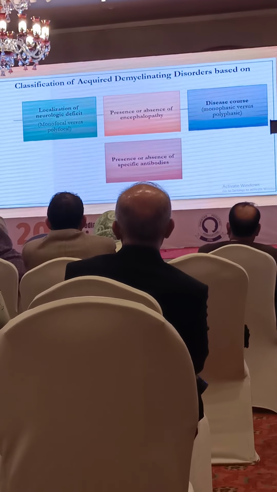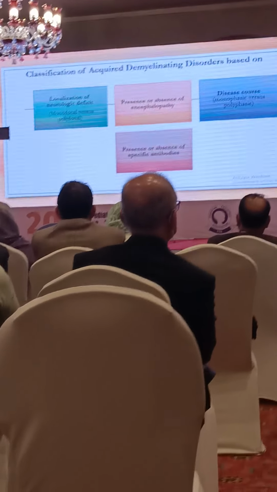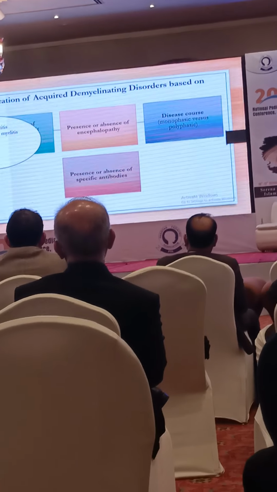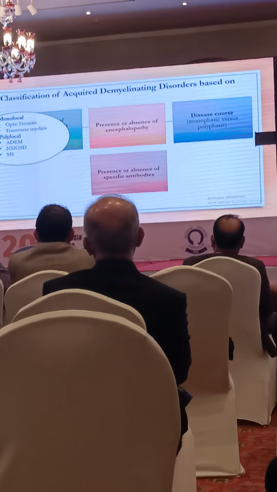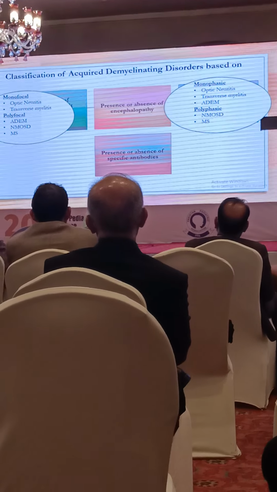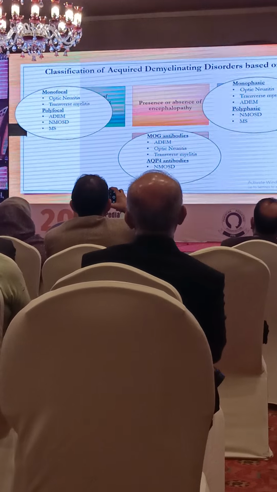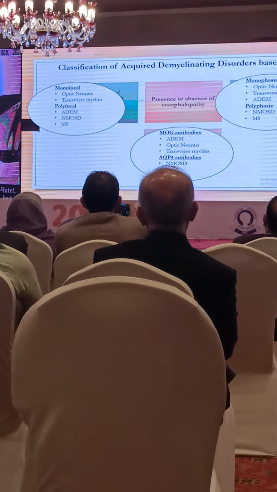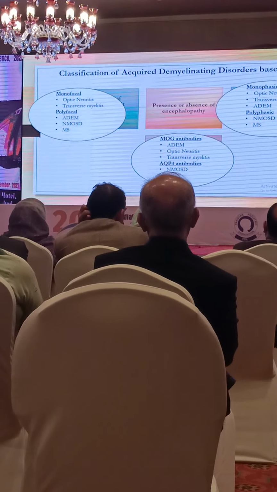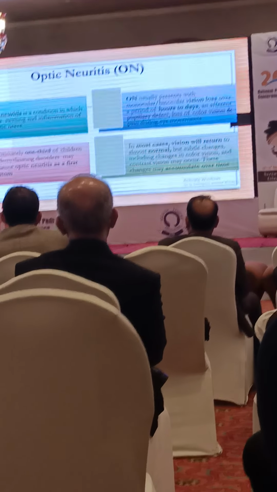So the classification of acquired demyelinating disorders is based upon the localization of the neurological deficit, whether it is monofocal or polyfocal, whether it is associated with encephalopathy or not, whether the disease is monophasic or polyphasic, and which type of antibodies are associated. So these parameters are used mainly to classify these disorders. Now we briefly overview these disorders.